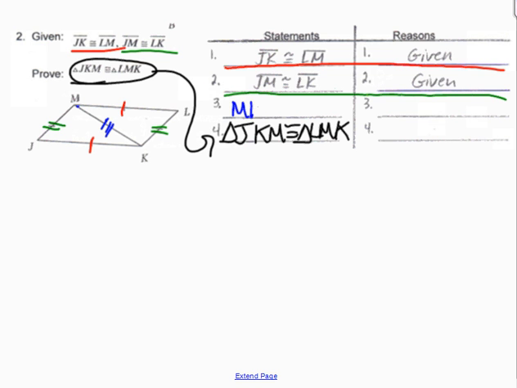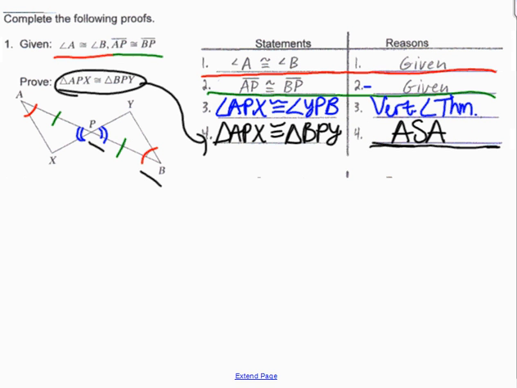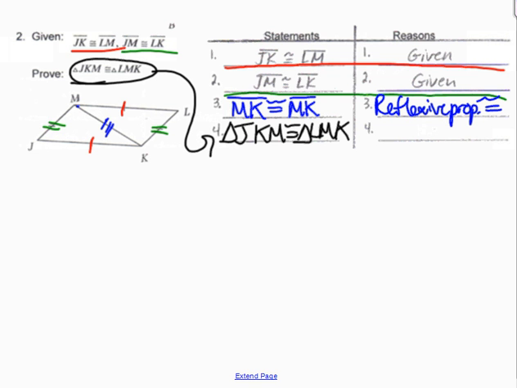So I would say MK is congruent to MK, and the reason for that is the reflexive property of congruence. So make sure you have property of congruence there. The two reasons you're probably going to come across quite often with these are the reflexive property when they share a side, and vertical angle theorem when you see that X. So that's a little clue if you're trying to find another congruent part.